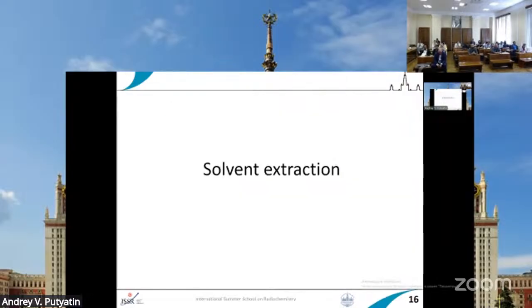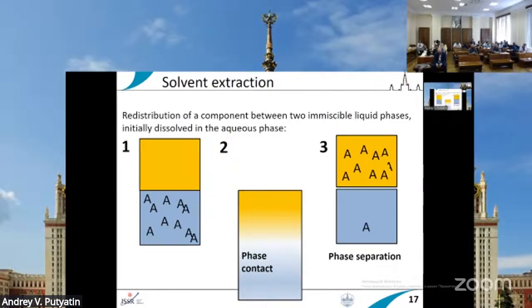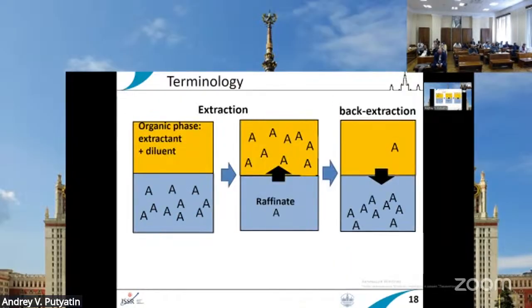So, one more time about solvent extraction. It's a process of redistribution of two components between two immiscible liquid phases. We make a phase contact. After that, we can separate these phases because they're immiscible. And in this example, you can see that most of the component that was in the aqueous phase in the beginning of the process is now in the organic phase. There is also some terminology for solvent extraction processes, such as back extraction.